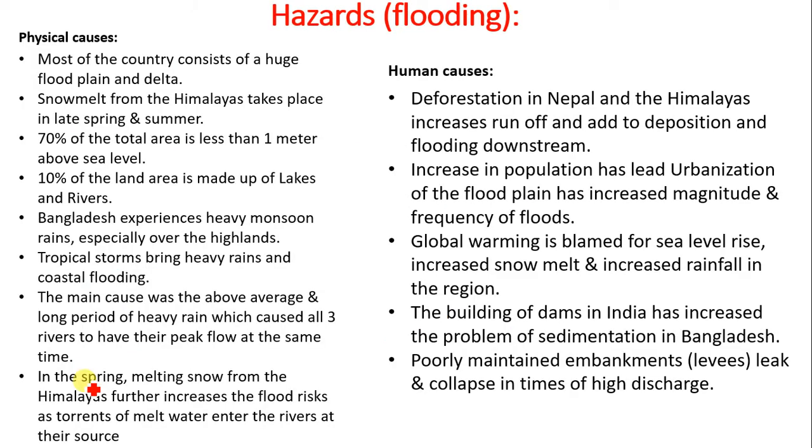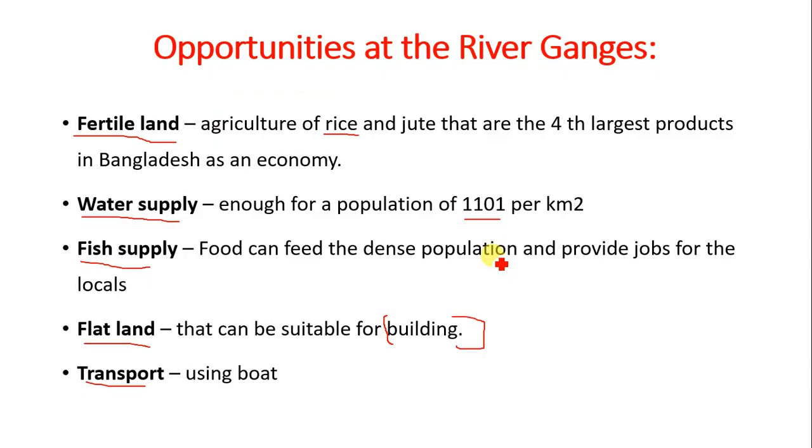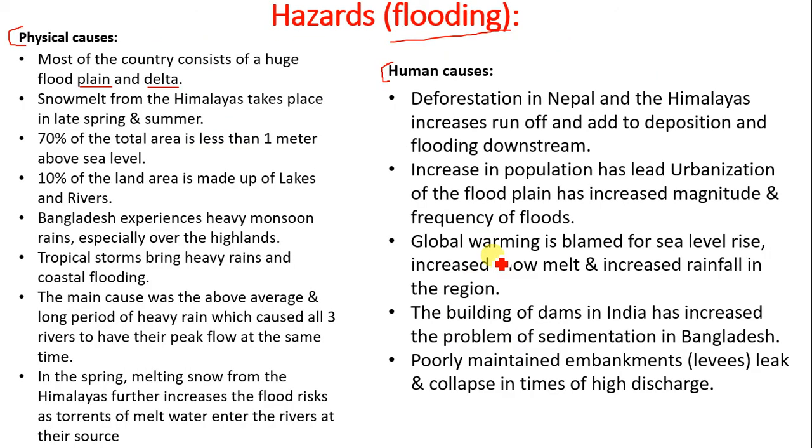Now, the major hazard found around this river in Bangladesh is flooding. Flooding is a major hazard, and this flooding has both physical causes and human causes. Looking at the physical cause first, most of the country consists of huge floodplains and deltas. From the map, I stated earlier that there is a delta here, and also a high amount of smaller rivers that flow into the Bay of Bengal, and also a large floodplain. So it will be very easy for the river to overflow its bank, leading to flooding within those areas.